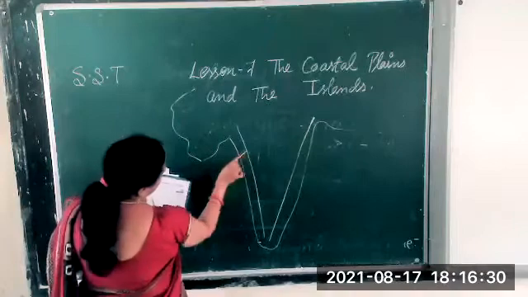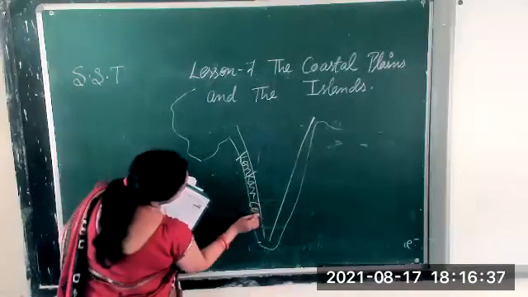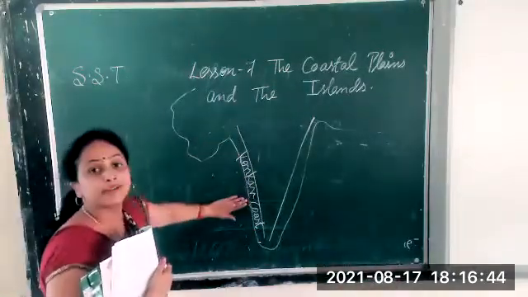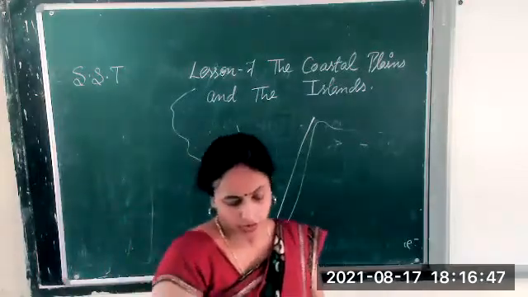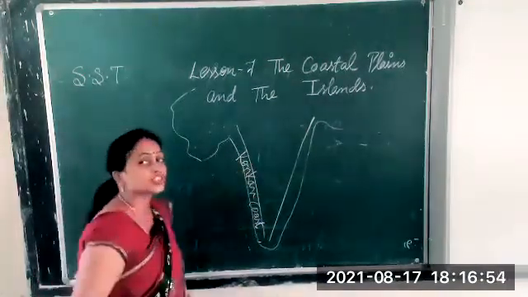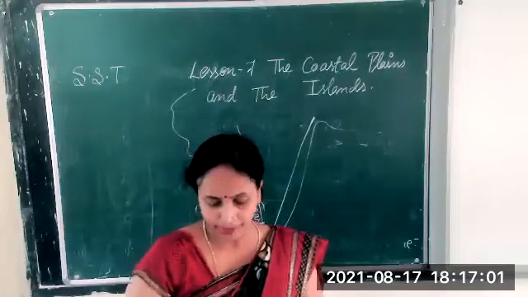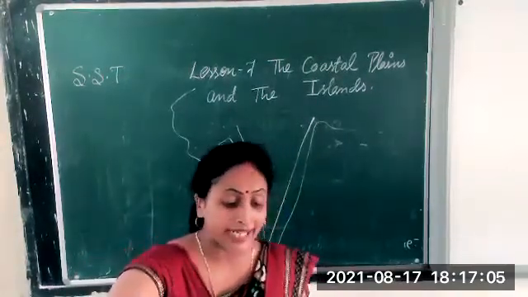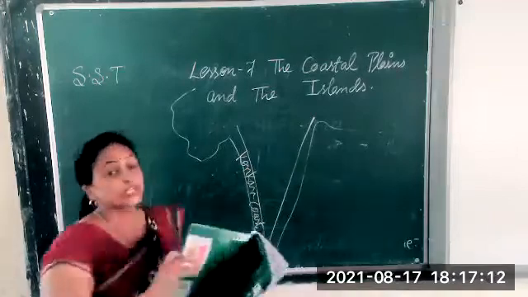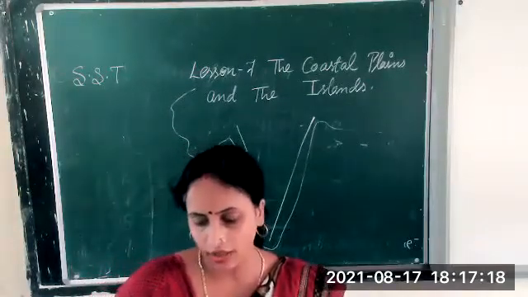This is the Konkan coast. It lies in the western part of India, the western side. The Konkan coast is rich in oil deposits. Many oil wells have been dug near the Mumbai coast. Here Mumbai is situated, and this coastal area is rich in oil deposits.